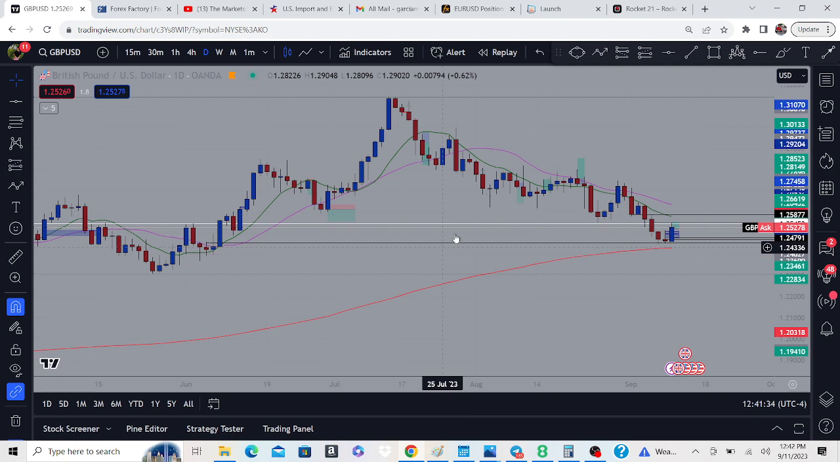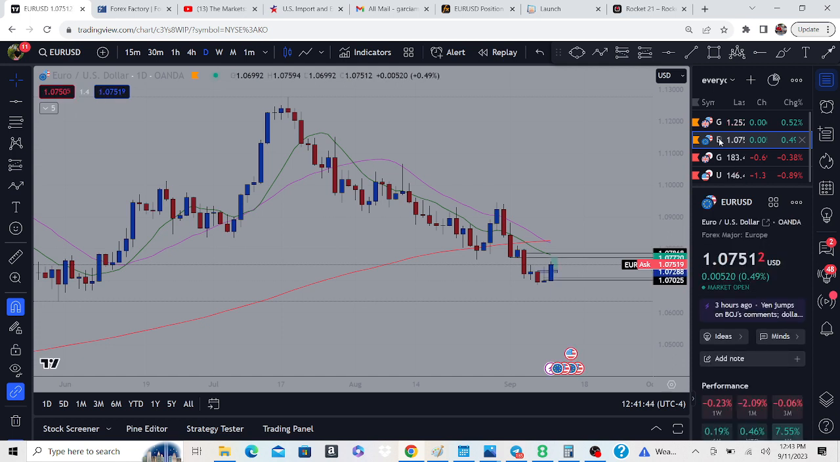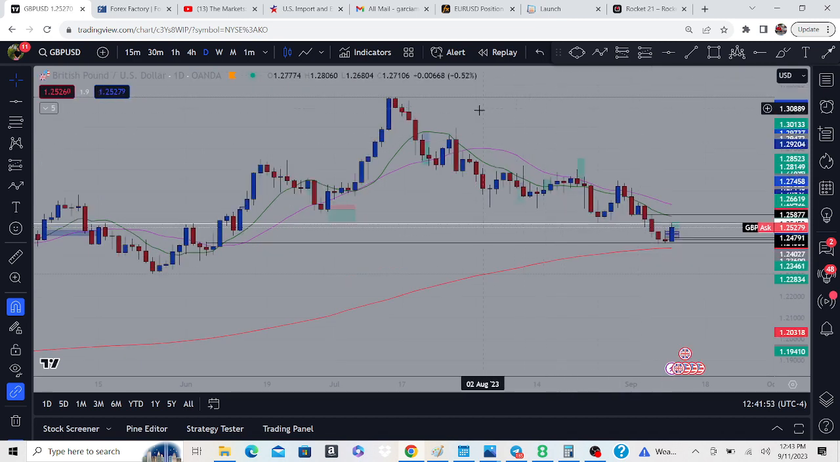Hello traders. Today I am going to be going over the GBP/USD and the Euro/USD trades that I took. Both longs. Let's start with GBP/USD. Let's jump straight into it.